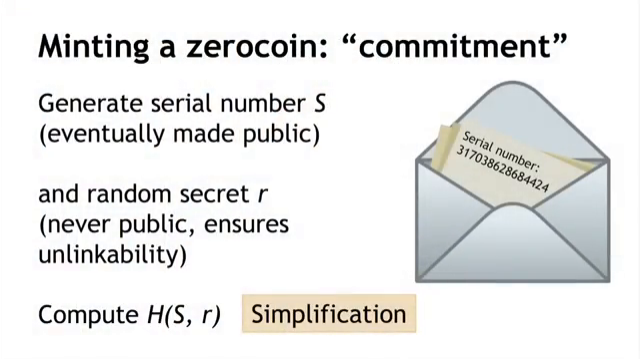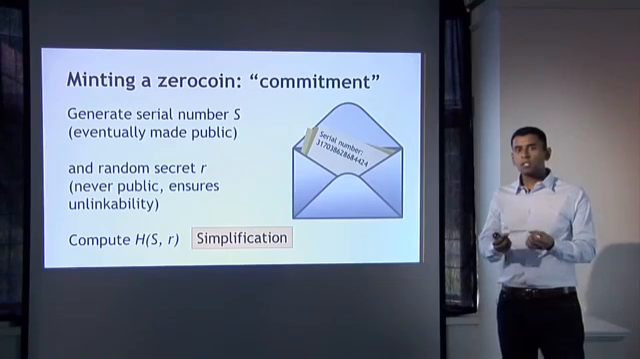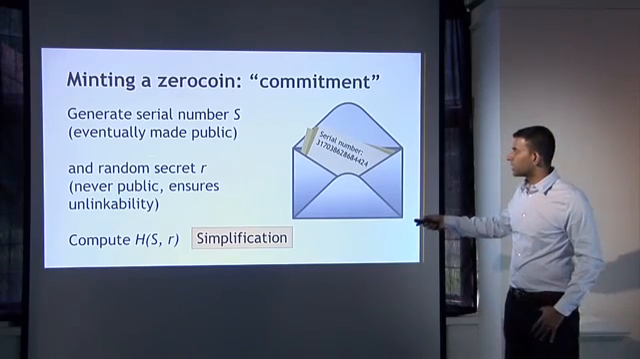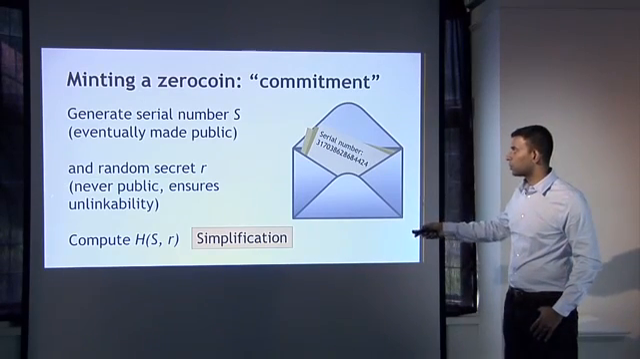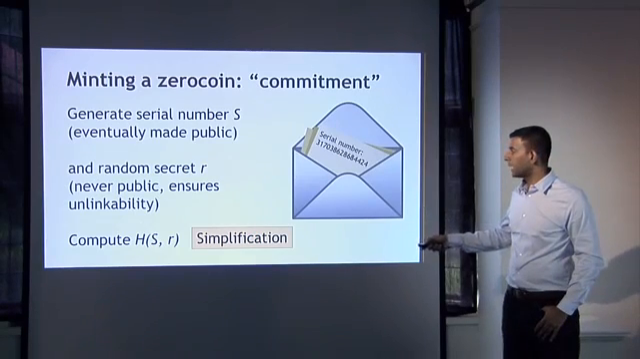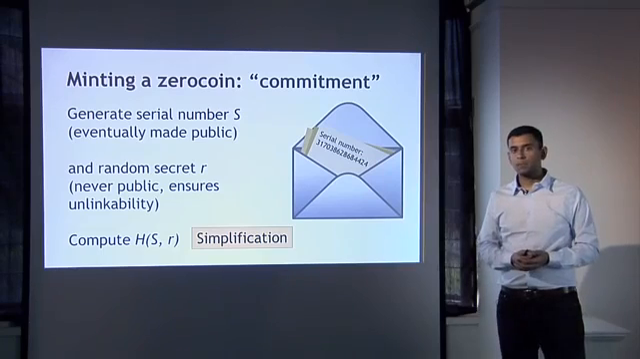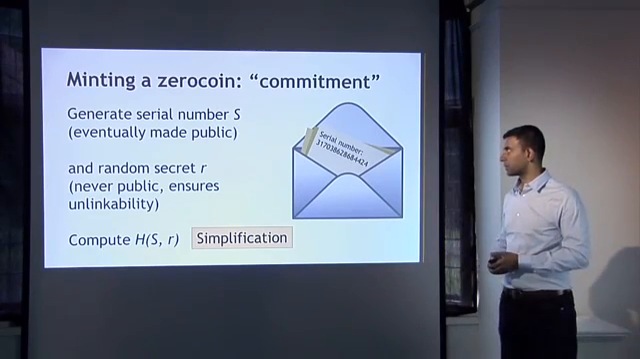Okay. So here's how, specifically in cryptographic terms, we mint a ZeroCoin. It's something called a cryptographic commitment. What a cryptographic commitment is, intuitively, you can think of it as you're taking a serial number, a random serial number that you generated, and putting it into an envelope. So this intuitive notion of putting it into an envelope, cryptographically, what does that correspond to? What it corresponds to is generating another random secret R, which you're never going to make public, and computing the hash of the coin serial number together with this random secret. Now this is a little bit of a simplification, but it really helps you understand the properties of the system, so let's go with this description.